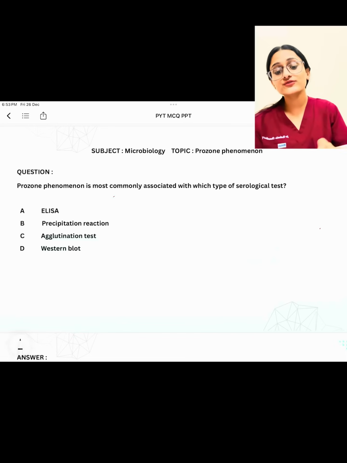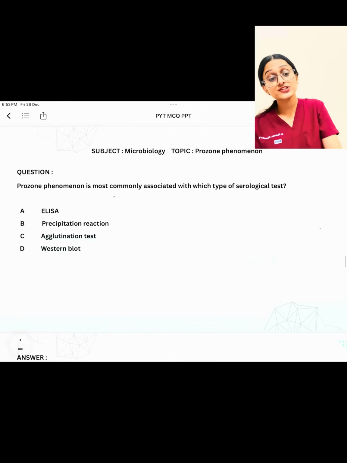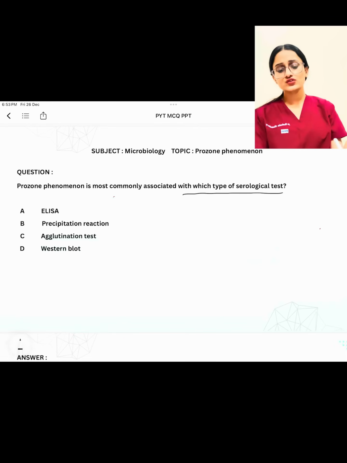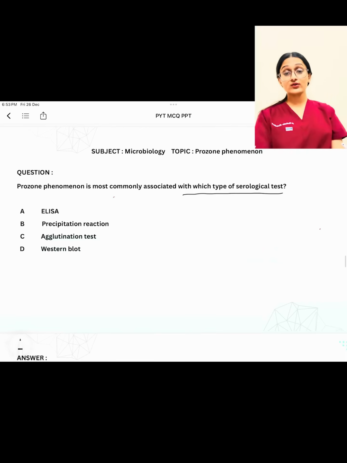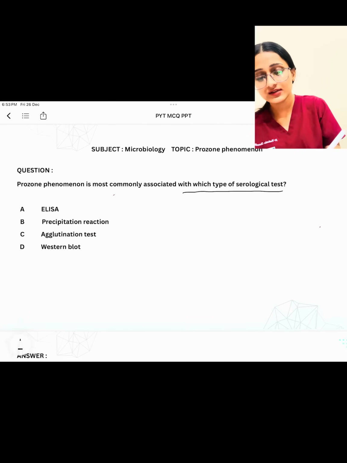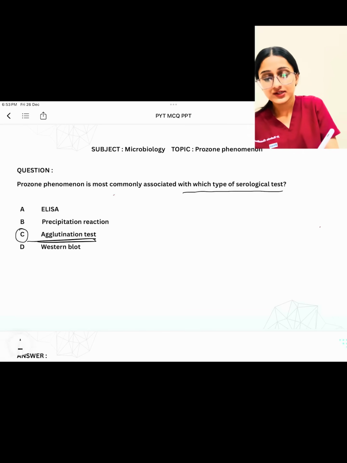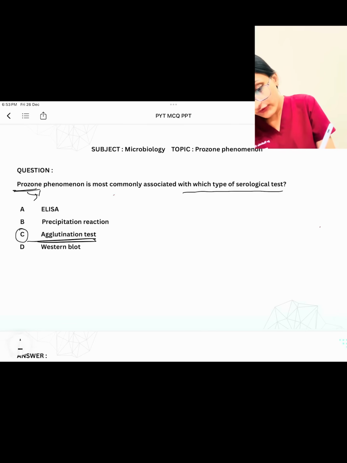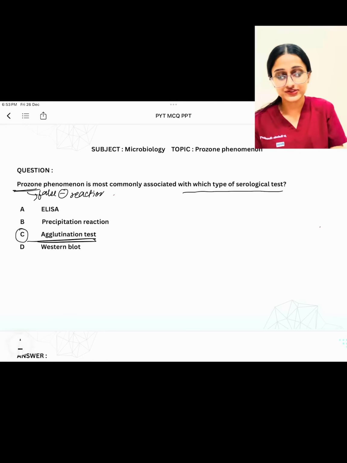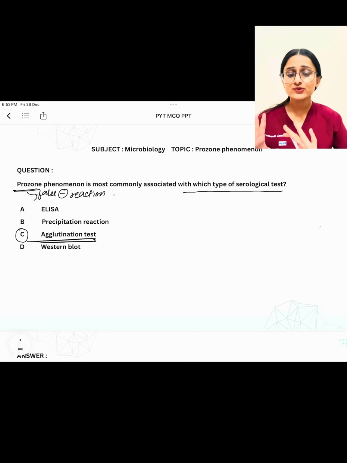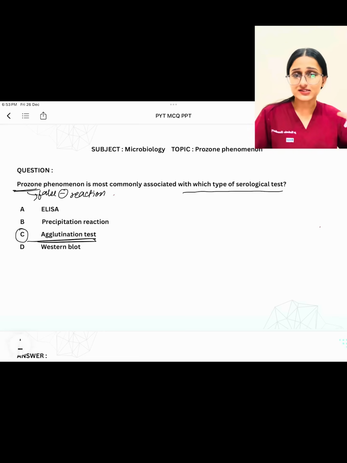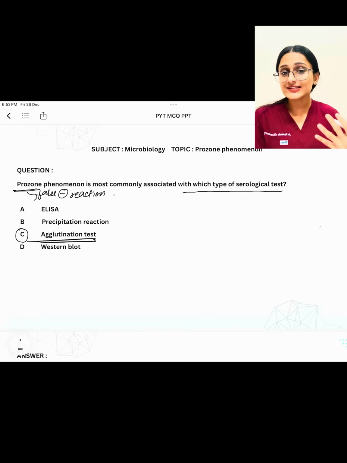Next question is, prozone phenomenon is most commonly associated with which type of serological test? This is a micro question. The answer is agglutination test. Let's see this one in brief. What is the prozone phenomenon? It's basically a false negative reaction. Which reaction? Agglutination reaction. They're just asking which test the prozone phenomenon is associated with. So agglutination. What is agglutination?